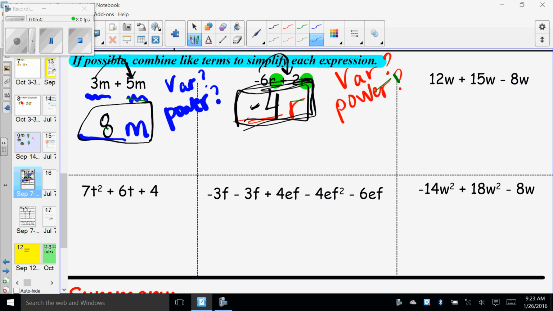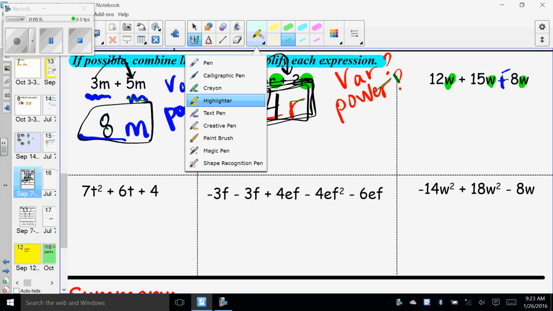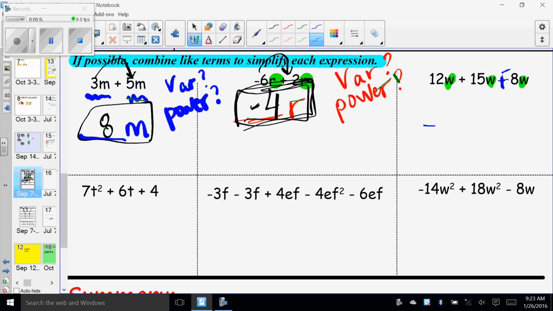All right, guys, next problem here. We're going to stop, chop, chop right here. And now we're going to take a look at the variable and the power. Looks like we have the variable w, first power, w, first power, w, first power. Same variable, same power. We got it. The name of that is going to be w then, w to the first power.